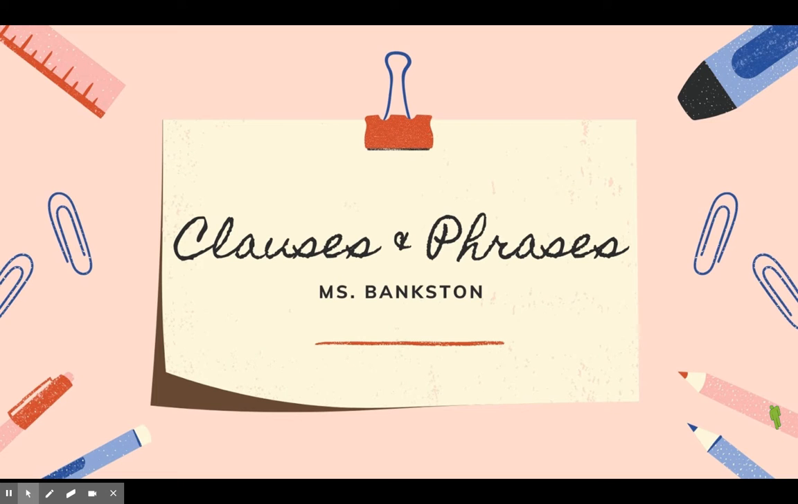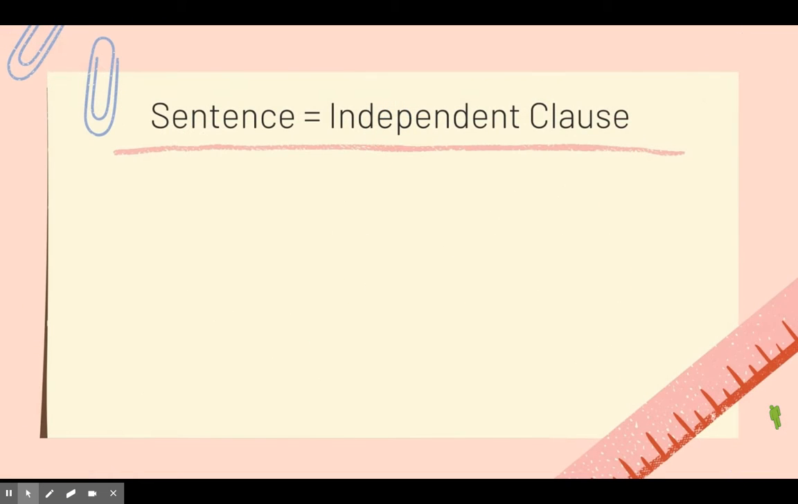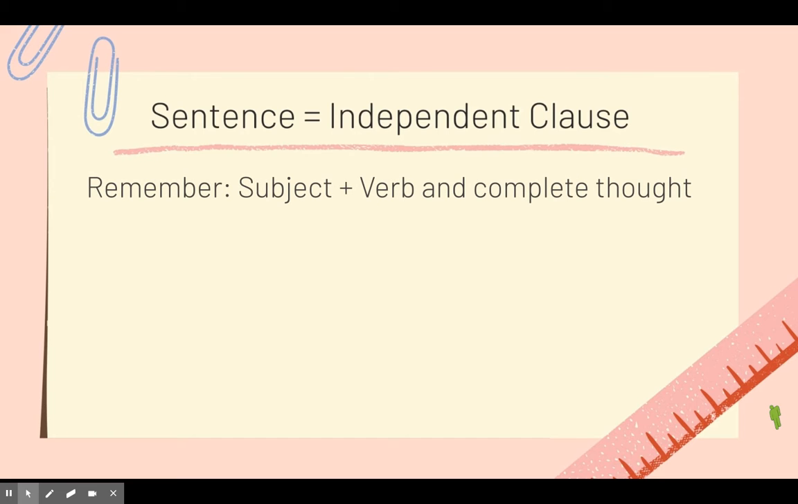Hi, so for our next grammar section, we're going to be focusing on the clauses and phrases. So let's recap. Remember, a sentence is also called an independent clause. It has a subject, a verb, and it's a complete thought. Here's an example. Robert excels in the classroom.